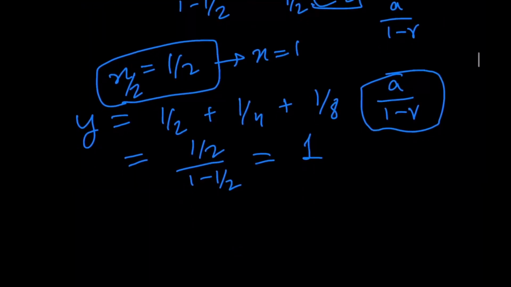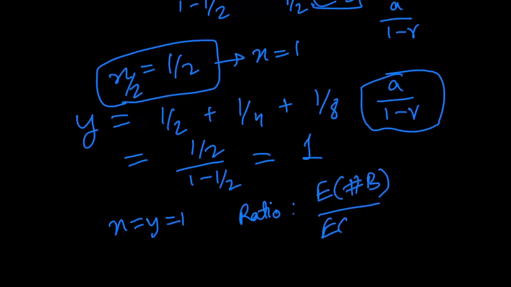So since x and y are both equal to 1, the ratio, which is basically, since that's what x and y stood for, expected number of boys over expected number of girls, is 1 over 1, which is basically 1:1, or you can say 50%.